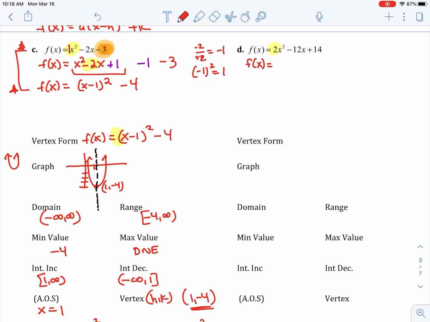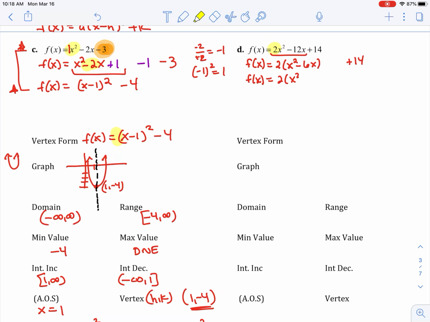So I'm going to take the 2 out, but remember, we're only going to focus on the x's. We're not going to touch the 14. Even though it's divisible by 2, we're not going to use the 14. We're just going to push it off to the side. So we're going to factor out that 2. We get an x squared minus 6x, and again, we're just going to push the 14 off to the side because we only want to complete the square on the x's. So now we can complete the square.